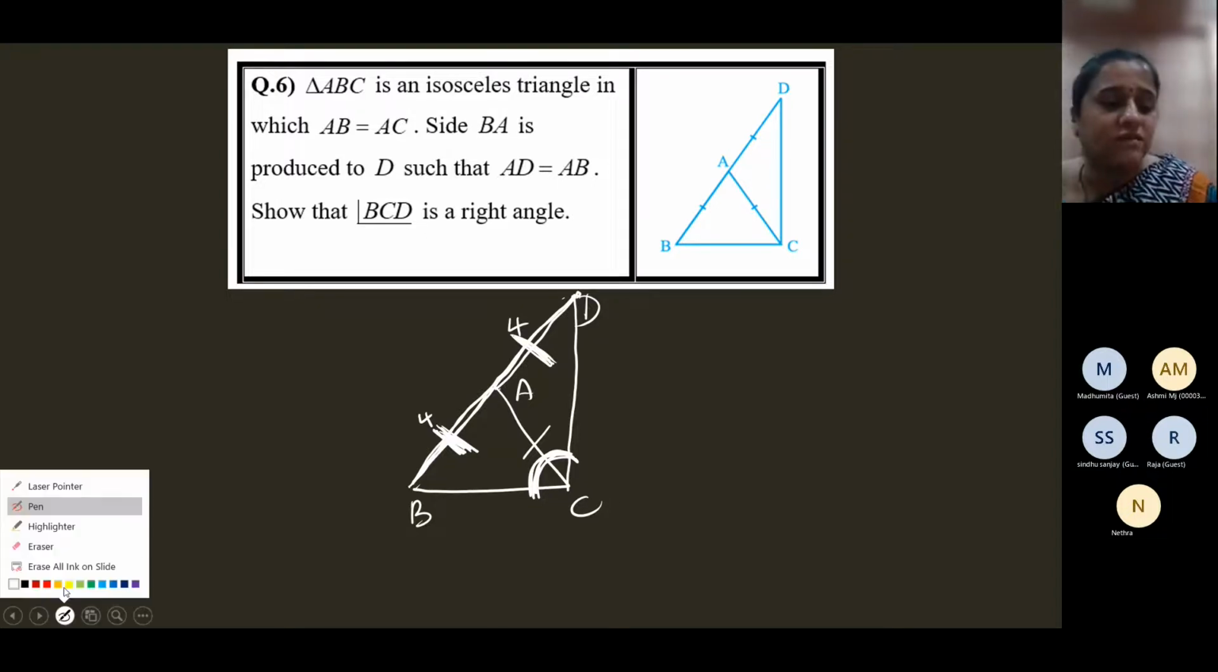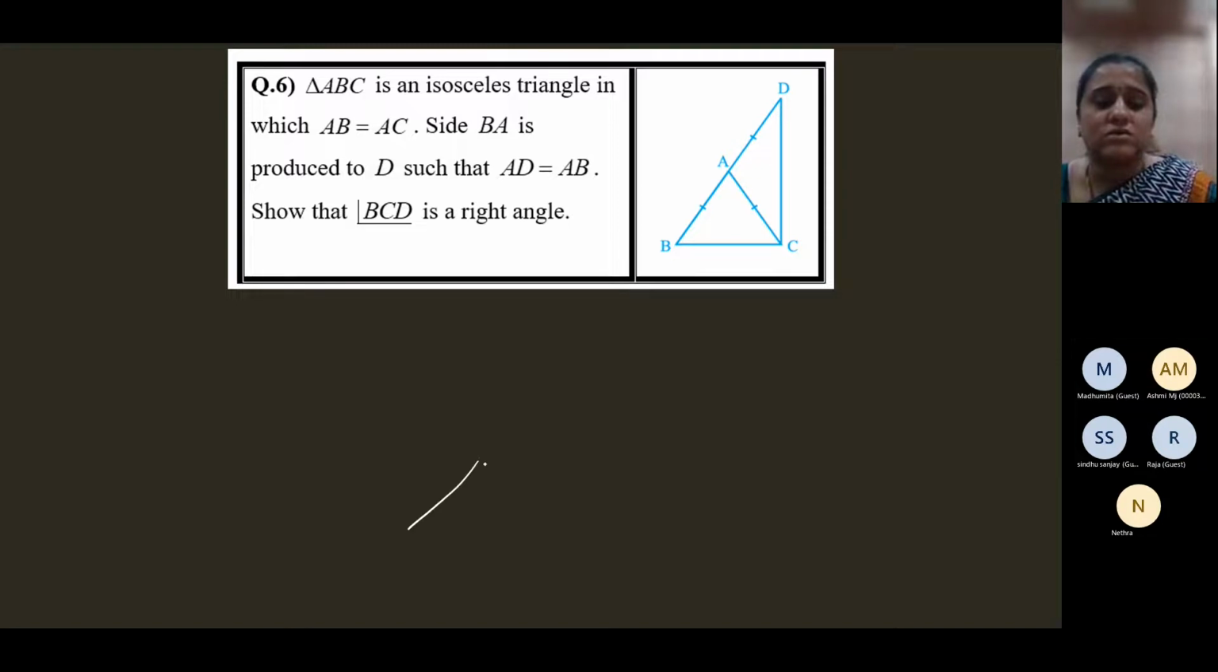Sometimes they'll not give you the figure. That's why I'm explaining. They'll only give you the description of the figure, and you have to understand the description, make the figure and then prove.